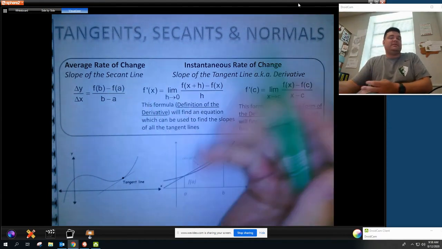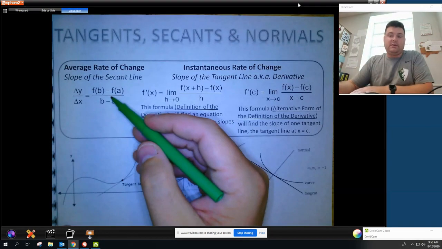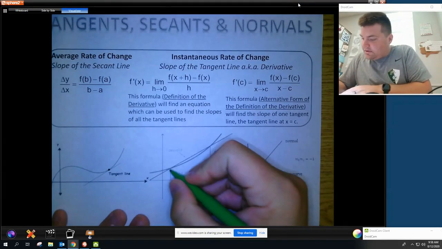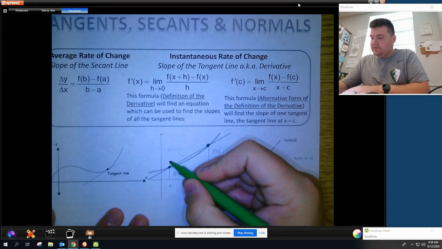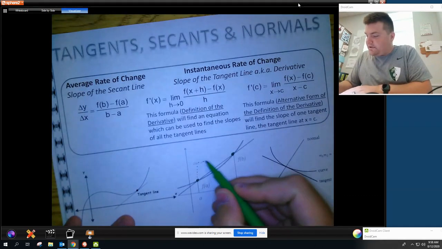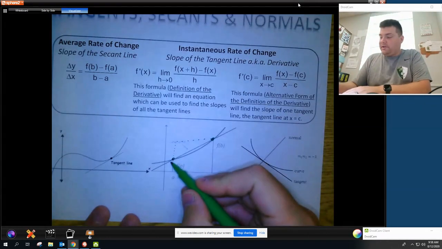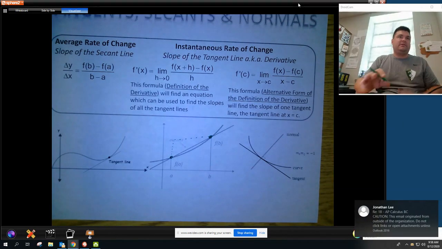This is nothing different than finding the slope of a linear equation with rise over run, except now for a secant, which is right here, you're just going to find the rise over the run of the linear equation that goes through the 2 points of your curve. Okay, so that is a secant.